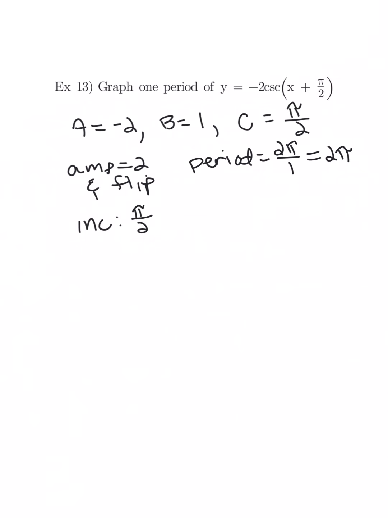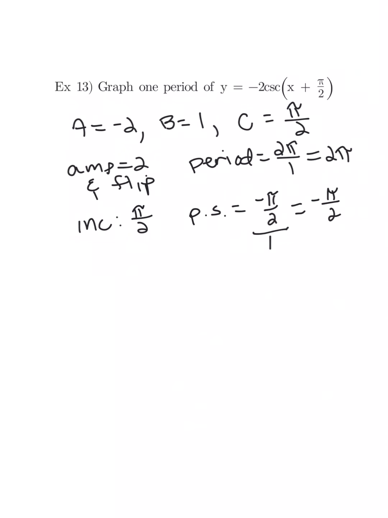Our phase shift. I'm abbreviating here so I can fit this in. We need to do the opposite of C. So we're going to do negative pi over 2, put that over the B, which in this case is 1. So that just becomes negative pi over 2.